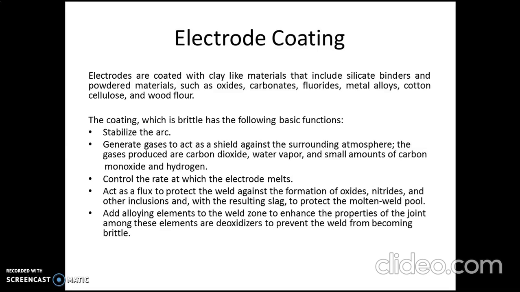Then the coating acts as a flux to protect the weld against formation of oxides, nitrides, and other inclusions and impurities, and the resulting slag protects the molten weld pool from oxidation. And the last function we'll discuss here is to add alloying elements to the weld zone to enhance the properties of the joint. Among these elements are deoxidizers to prevent the weld from becoming brittle.